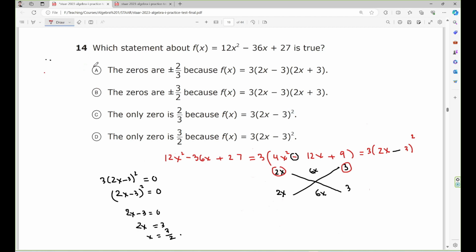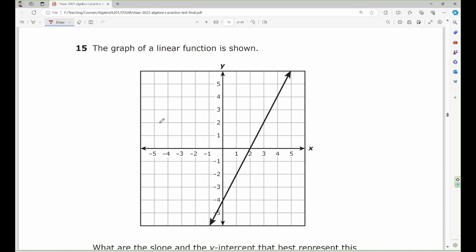Alright, so my answers must be... I need to cross out this one. The only zero is 3 halves, so it could be right here. And this is exactly this one right here. So the answer must be D. Move on to number 15.